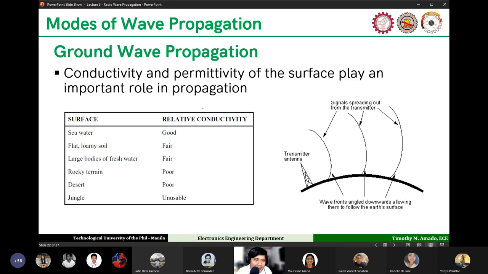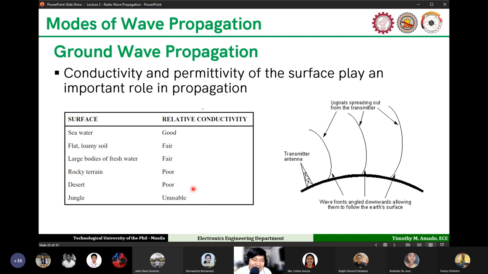Okay. So, if it follows the ground, the idea about ground propagation is very good, because it can travel very far distances. Kaya lang, the limitation is the type of the ground na meron tayo. Halimbawa guys, kung ang ground na ginagamit natin as a guide is seawater, loamy soil, rocky terrain, good, fair siya. Pero kunyari dadaan na siya ng rocky terrain, mga bundok, o kaya desert, o kaya jungle, unusable na siya if that's the case.